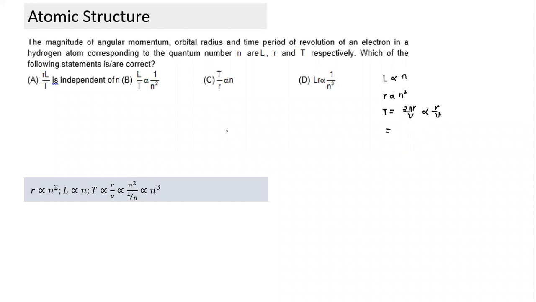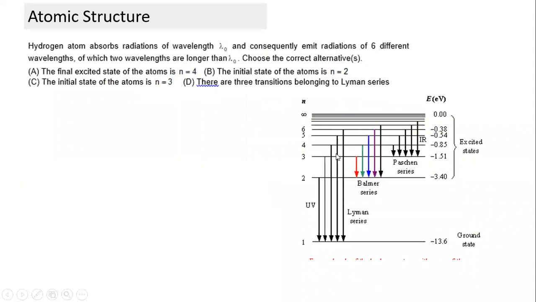r is proportional to n square, L is proportional to n, T is proportional to r by v, which is proportional to n cube, and then we can easily substitute and get an answer. So these are very easy ways of calculating any quantity which is dependent on r and v. Knowing this proportion for r and v is enough. Even L is not necessary, because it's given in the form of Bohr's postulate itself. So all such quantities which are a function of radius and velocity, we can easily calculate the ratio to get an answer.